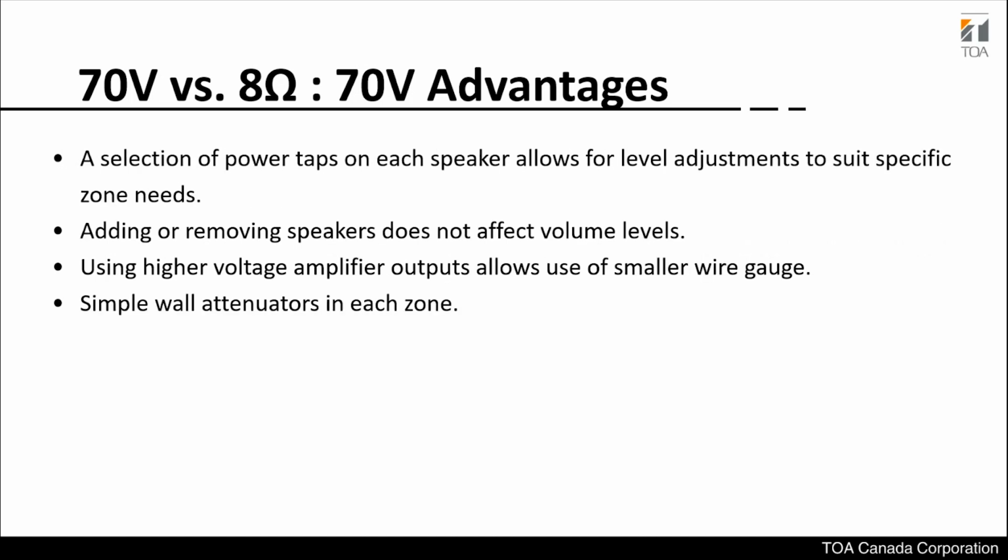A selection of power taps on each speaker allows for level adjustments in different areas to suit specific zone needs. Adding or removing speakers does not affect volume levels on existing speakers. Using higher voltage amplifier outputs allows the user smaller wire gauge. Simple wall attenuators can be used to adjust volumes in each zone.